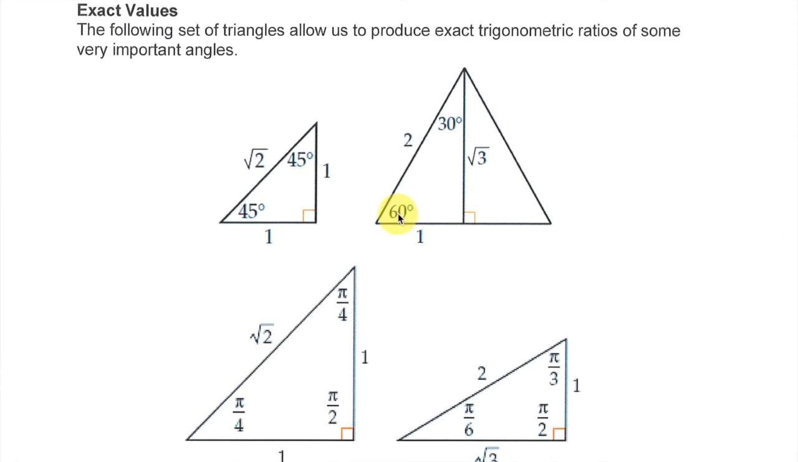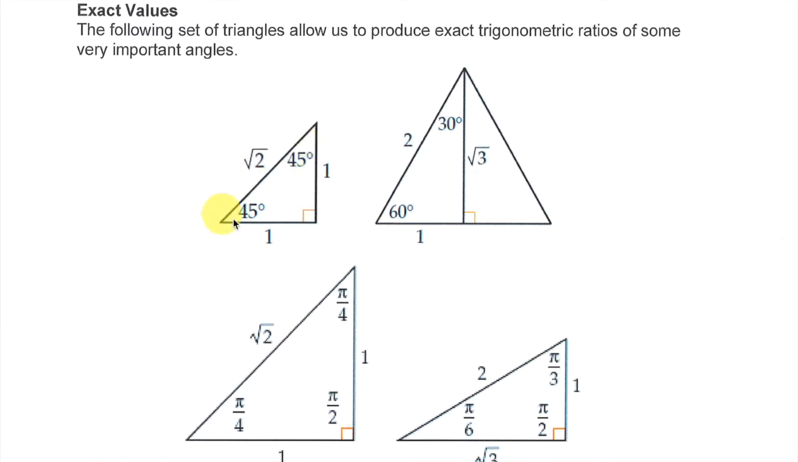Sine of 60 degrees is equal to the opposite over the hypotenuse, so it's exactly equal to the square root of 3 over 2. And cos of 60 degrees is going to equal the adjacent over the hypotenuse, so it's exactly equal to a half. And then finally, tan of 60 degrees is going to be equal to the opposite over adjacent, so it's exactly equal to the square root of 3 over 1, which simplifies to being the square root of 3.